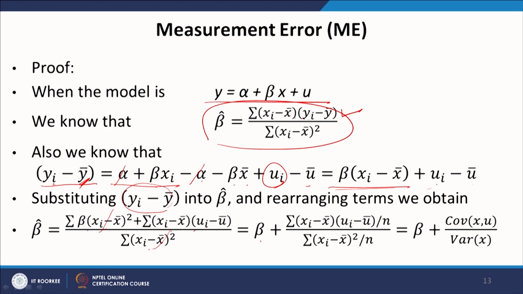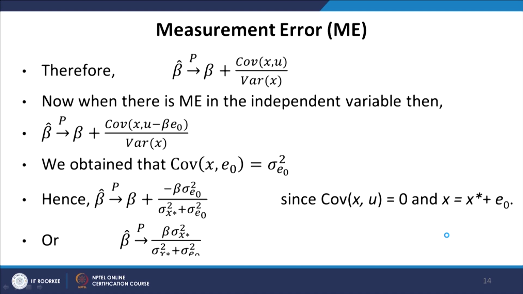Now, I am dividing both the numerator and the denominator by n, and what I get in the numerator is the covariance of x and u, and in the denominator the variance of x. Therefore, beta hat in probability limit tends to beta plus covariance of x and u divided by variance of x.